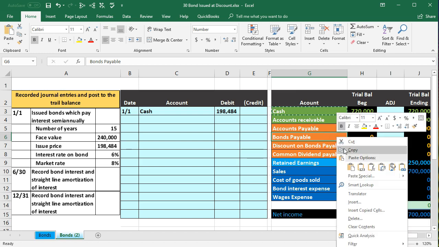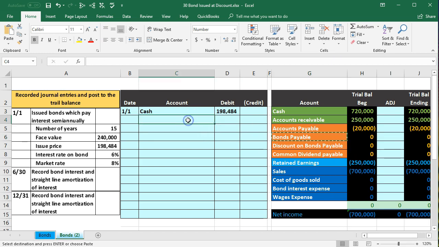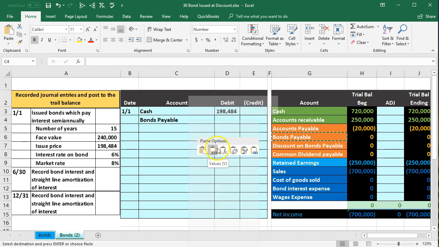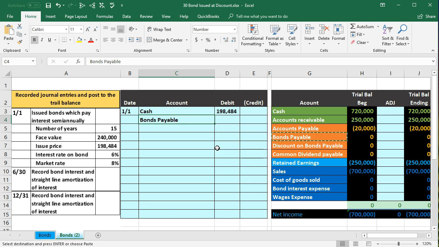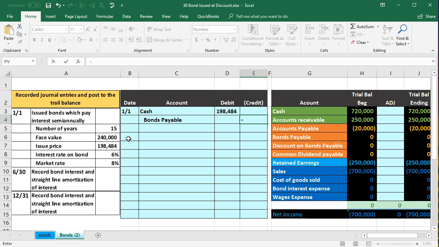So I'm going to right click and copy the bond payable. We'll put that in C4, right click and paste 1, 2, 3. I'm going to indent that, go into the Home tab, Alignment, Increase Indenting. We'll be in the credit side in E4, and we're going to put the face amount this time that we're going to pay back. This is what we're actually going to pay at the maturity of the bond.